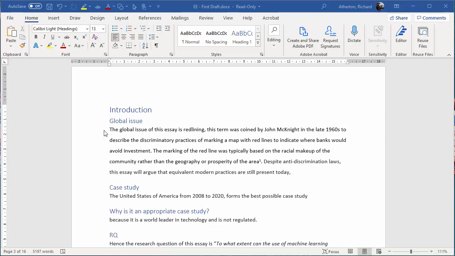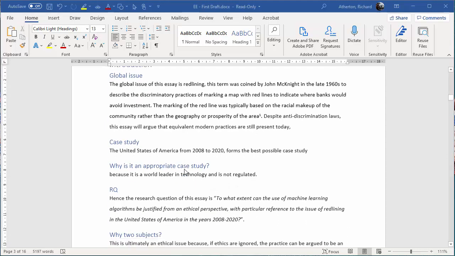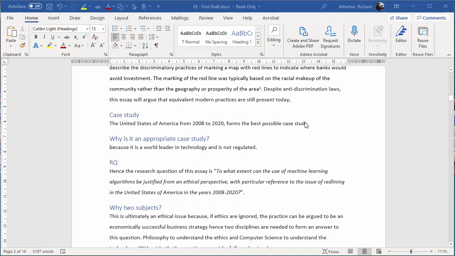So the introduction, the global issue, what is it? So 5 or 6 lines saying, what is this redlining? What's going on? And then the case study, he's only written 1 line at the moment, needs a few more lines. America, and some details about what America is doing in the redlining world and within these dates. Why is America a good case study? Another, maybe 2 lines, 3 lines, no more than that.